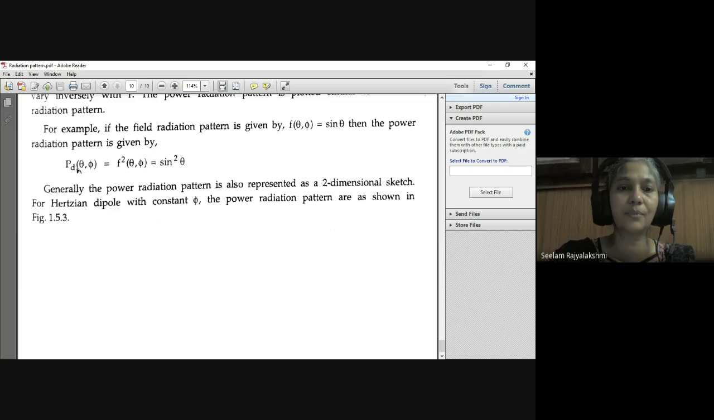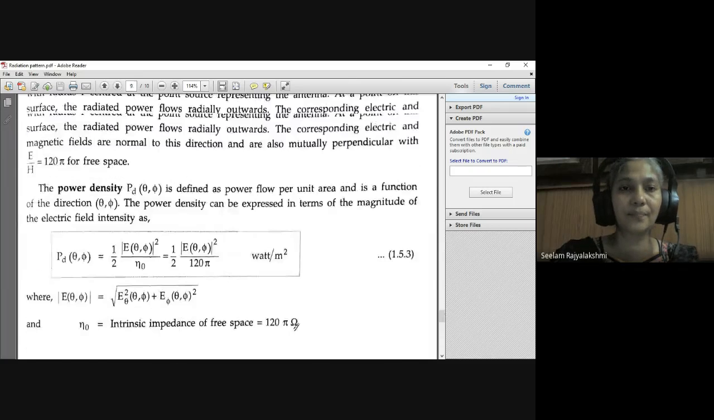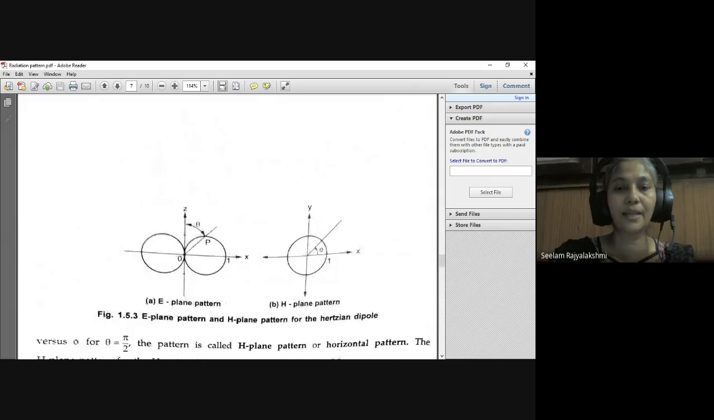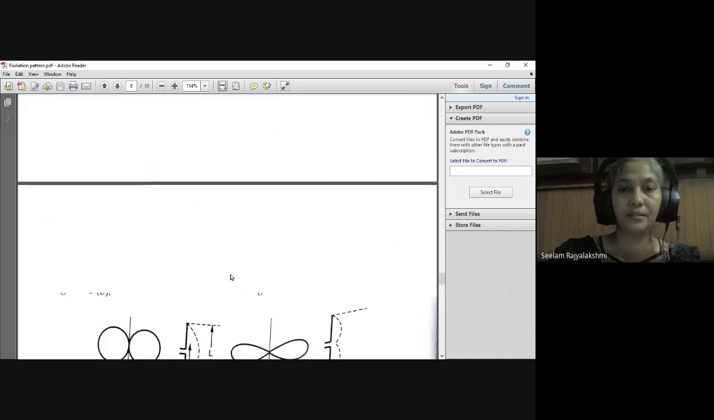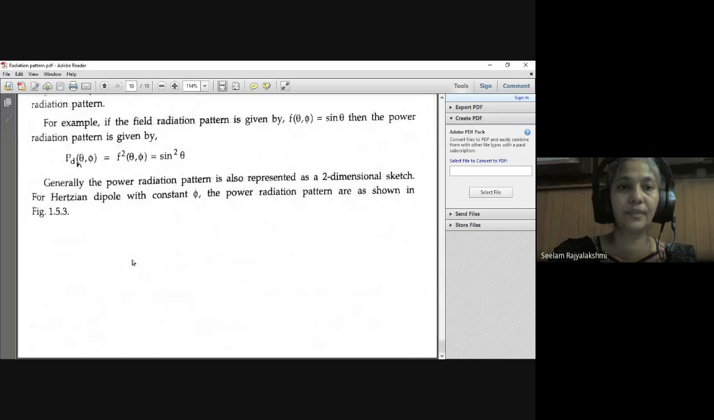For the Hertzian dipole with constant phi, the power radiation patterns are shown, as we have already seen. Like this we can plot the power radiation pattern.